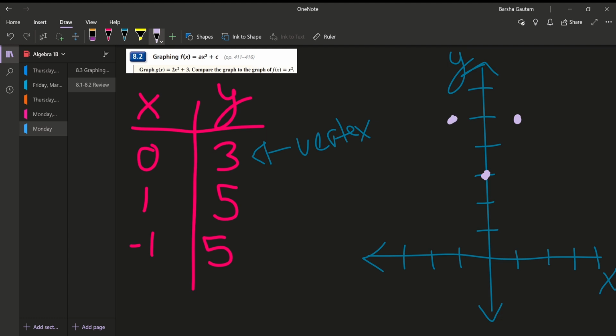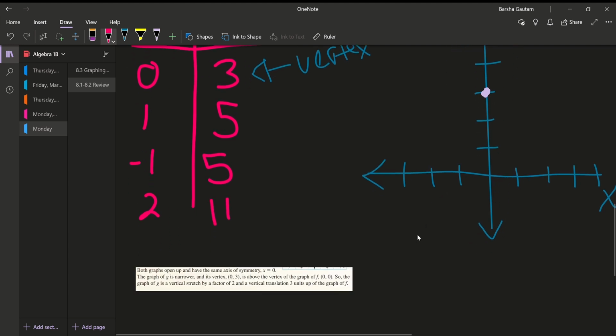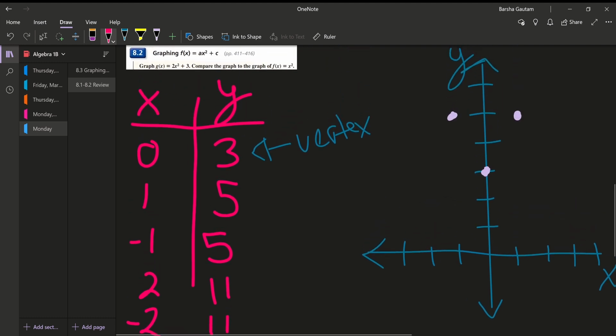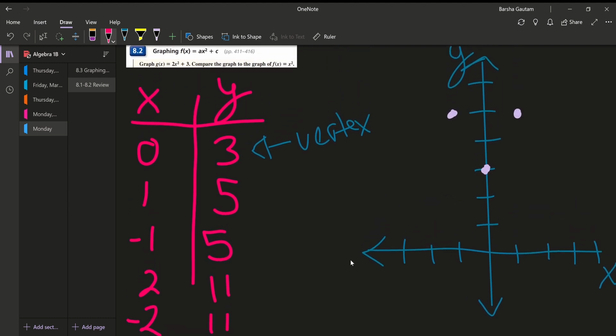All right, so that'll be enough. But if you have more space, I don't have too much space on here, we can calculate a few more points. If we plug in 2, we'd have 2 to the power of 2, which is 4, times 2, which is 8, plus 3, which is 11. And remember, this gets reflected too. So we have (-2, 11). Okay, let's connect the dots now. The graph would be up there.